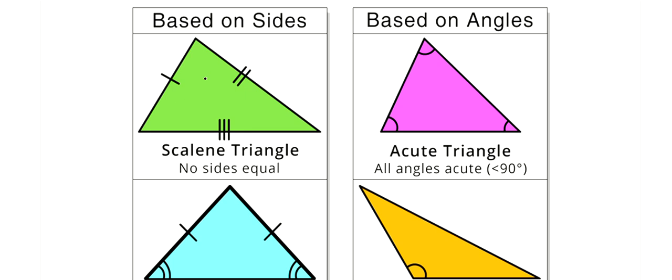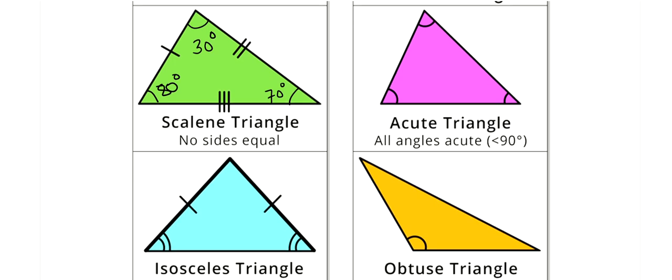For example, let's say that this one can be 80-degree, this one can be 30-degree, and this one must be 70-degree, something like that. Okay, so all three angles in a triangle are different if the triangle is a scalene triangle. So this is the first type of triangle.